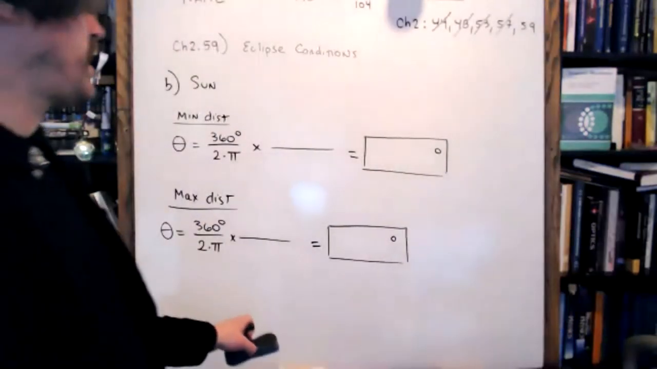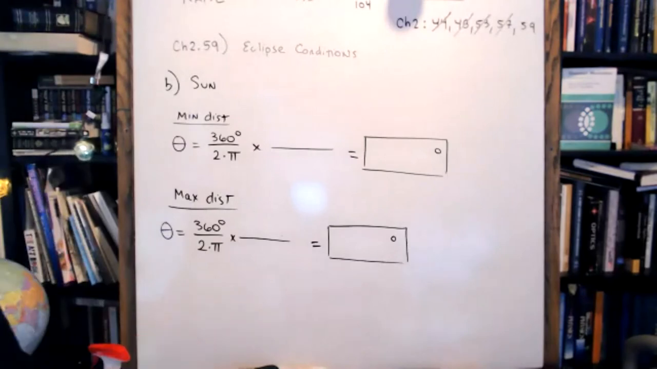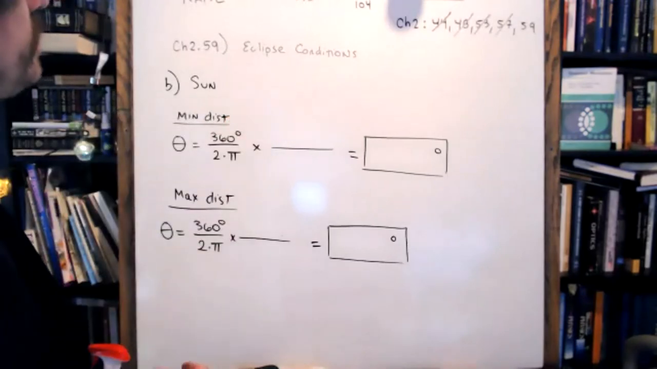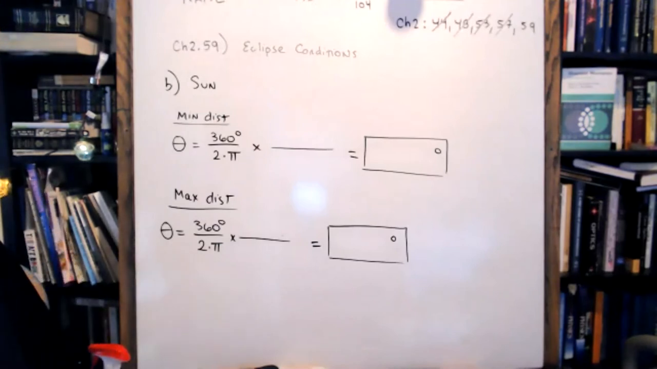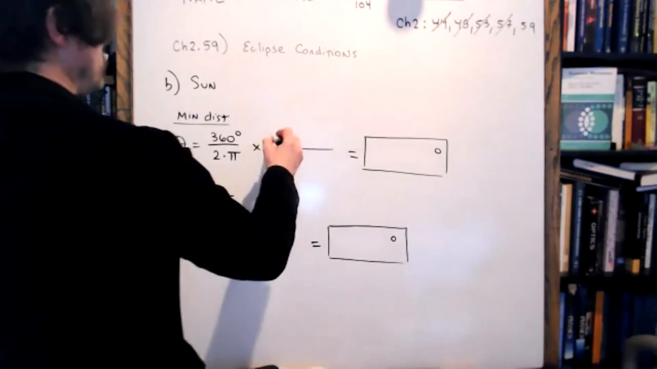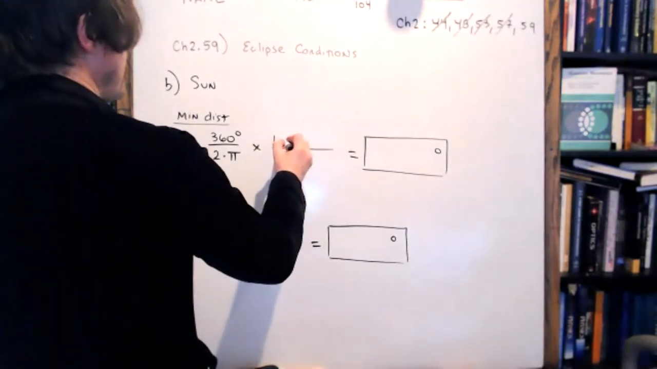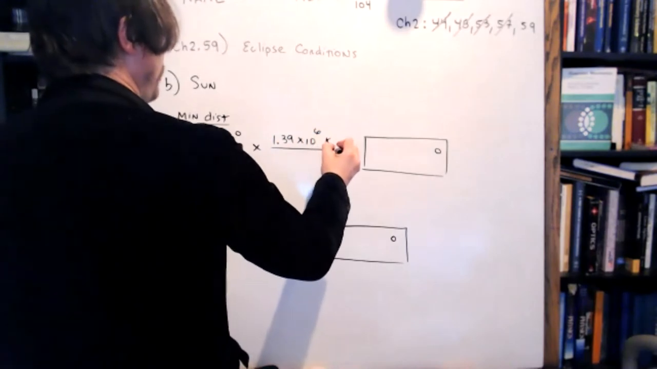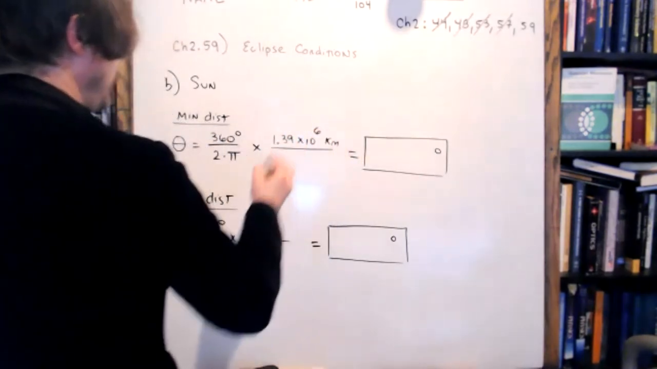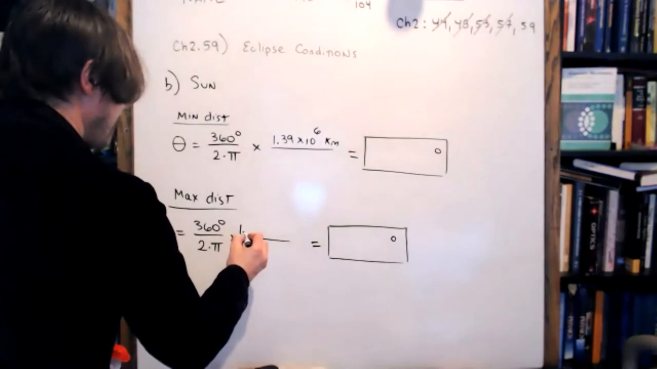And I guess Ryan, since you were our reader, what did you have for the diameter of the sun? 1.39 times 10 to the sixth power. Units? Kilometers, sorry. Okay, so we're going to have that for both. The diameter of the sun is fixed.